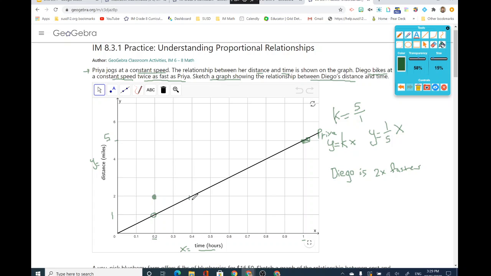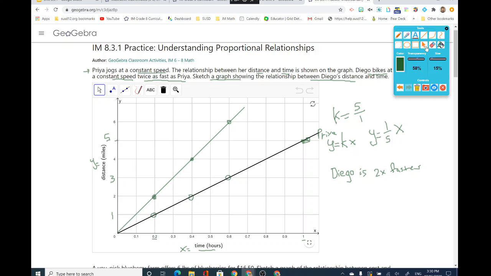Let's find another point that's easy to read, like this point. In 0.4 hours, Priya has run 2 miles, so Diego has gone twice as far on his bicycle. He has gone 4 miles. Here's another point that's easy to read. In 0.6 hours, Priya has jogged 3 miles. That means Diego has biked 6 miles. I'll put his point here. Okay, we plotted some points. Now graph the line. They both started at a distance of 0 at time equals 0. Ding! There is Diego's line.